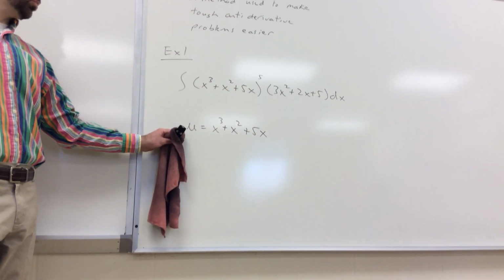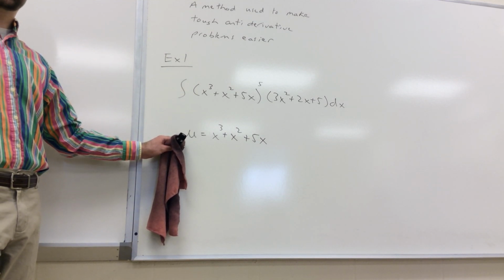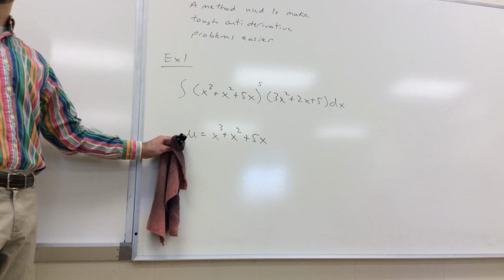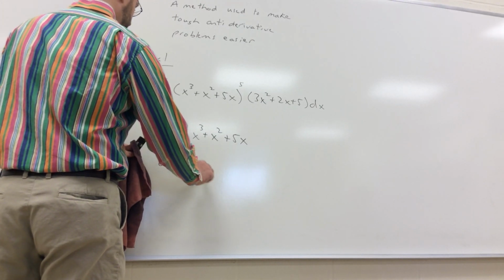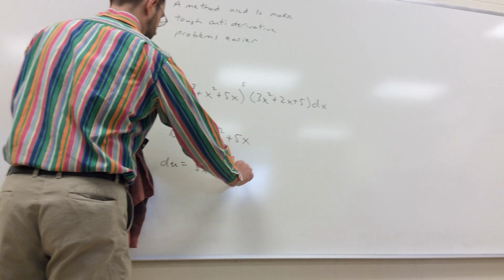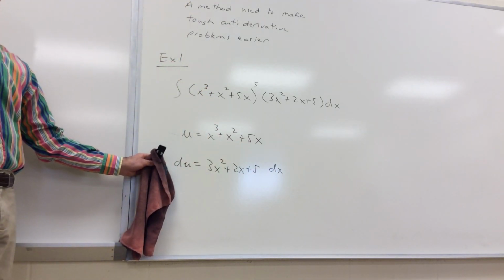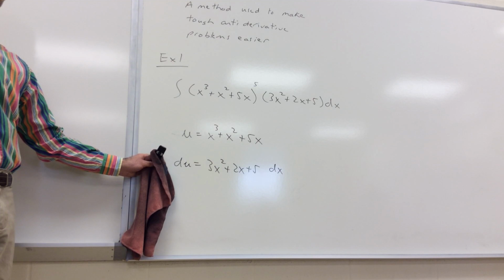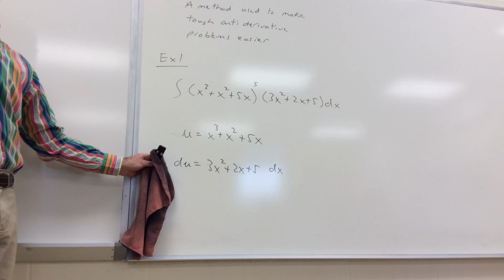So since x cubed plus x squared plus 5x is inside of the 5th power, that's why we're letting u equal that. Okay, then you find the differential. I could have written down du/dx equals 3x squared plus 2x plus 5, right? But I just skipped that step. I went straight to the differential instead of to the derivative in the middle.